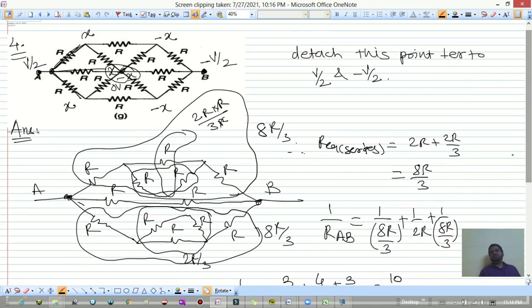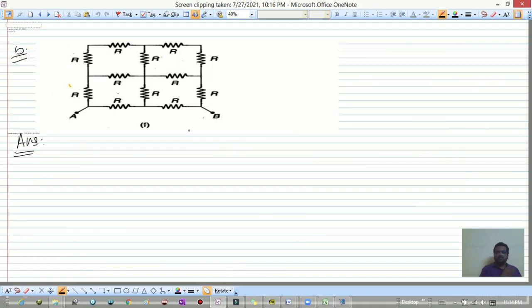Now the next problem is the fifth one. In this also all resistances are R. Apply the same method. This is V by 2, this is minus V by 2. So if this R drops by X, this R will drop by X. Minus V by 2 will drop by minus X, and this is minus X. If this drops by Y, minus X will drop by minus Y. In this, it will drop by Y, then minus X will drop by minus Y. In this, if it drops by Z, minus Y will drop by minus Z.